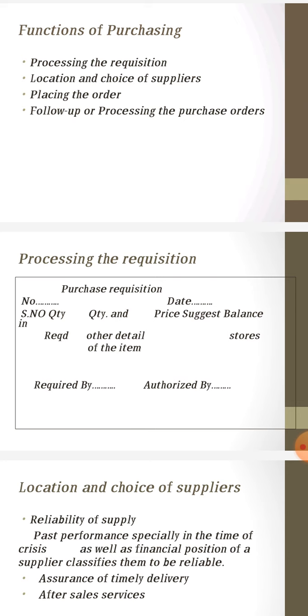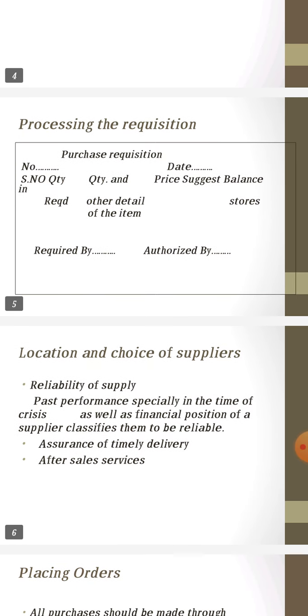Processing of requisition is in the form of a document that contains the bill of material number and due date, how much quantity of the items will be required, what stock is available, required by whom and authorized by whom. All this information is contained in the purchase requisition.